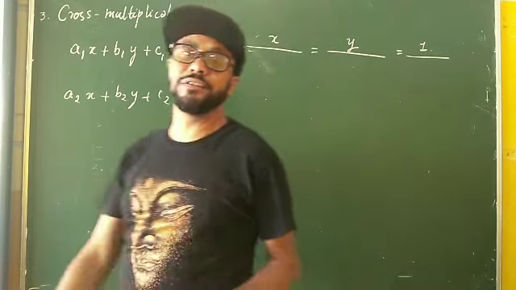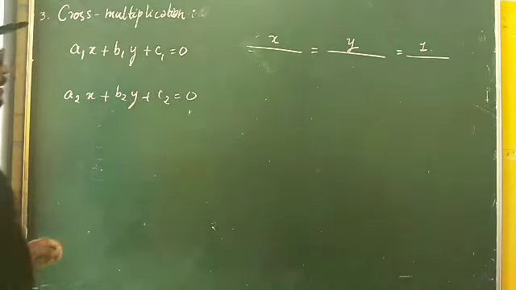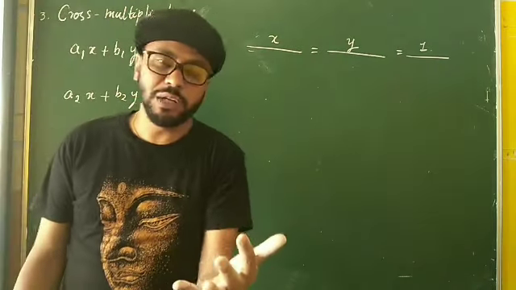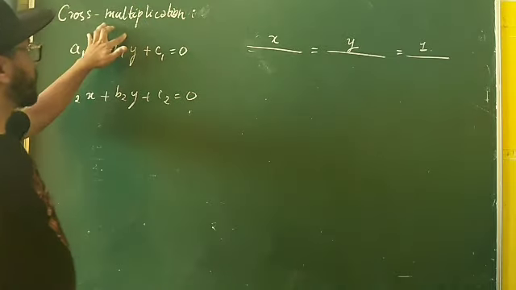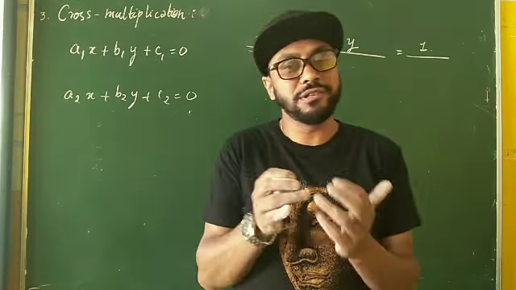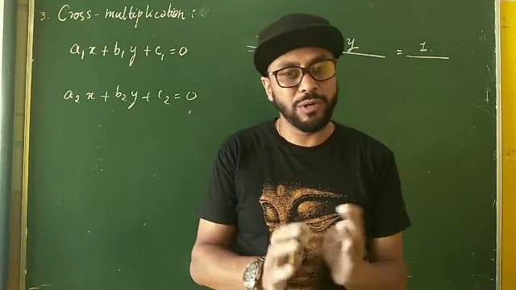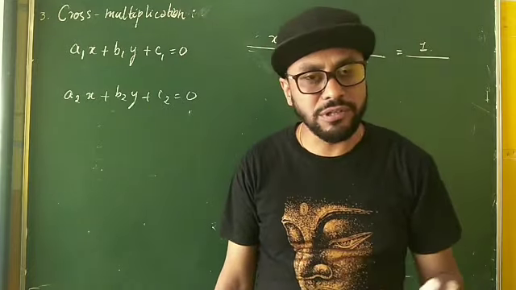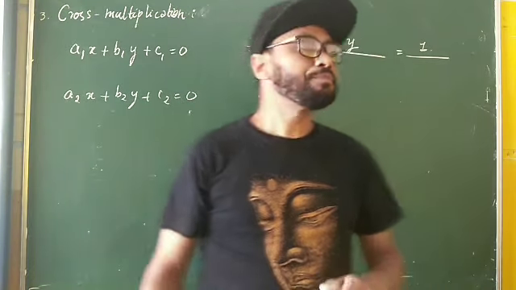So this is the rule, or kind of a formula. Most of the people find this cross multiplication method easier than elimination and substitution. But I repeat once again, whichever method you find easy, you use that method, if it is not mentioned anything in the question.